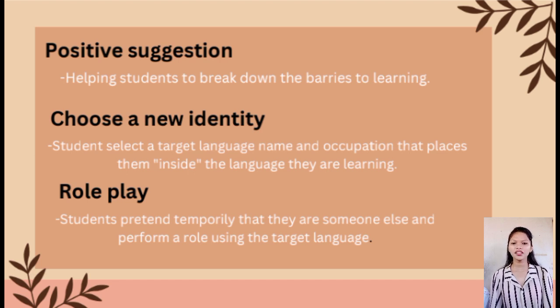Choose a new identity. This means that the student chooses a target language name and new occupation. As the course continues, the students have an opportunity to develop a whole biography about their fictional selves. For instance, later on they may be asked to talk or write about their fictional hometown, childhood, and family.